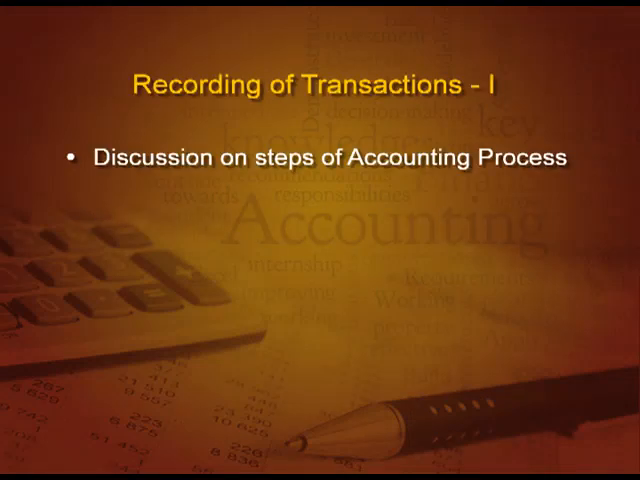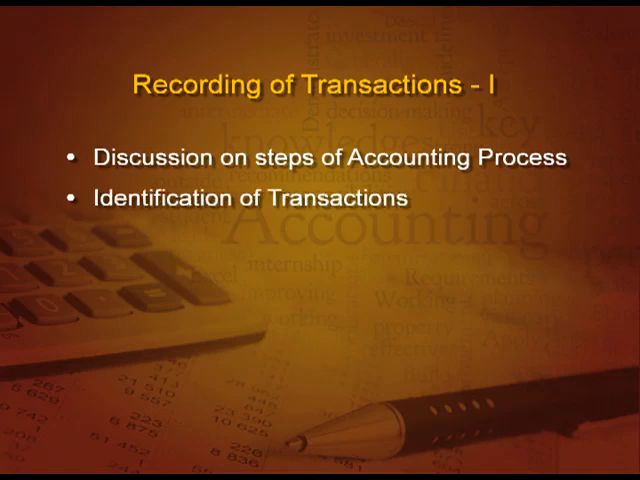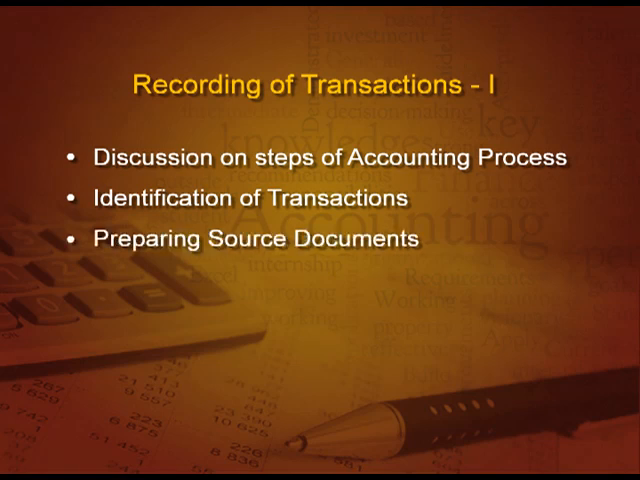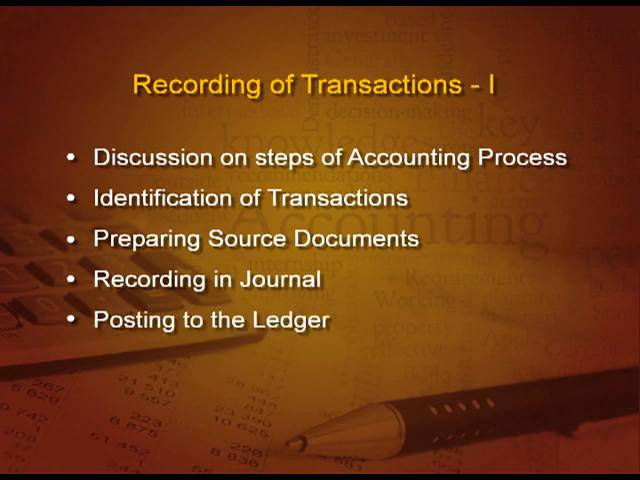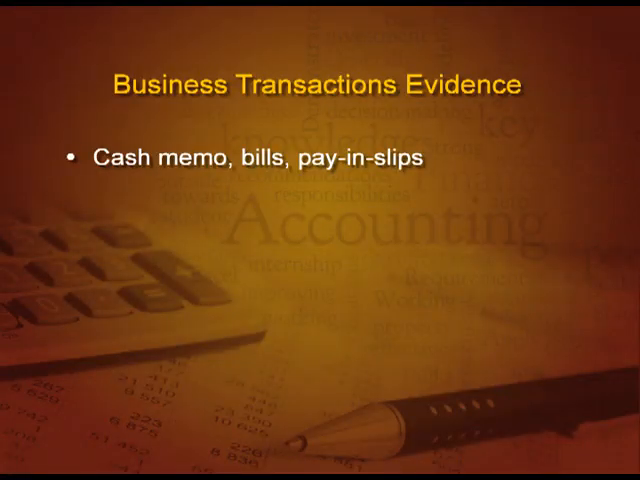In this chapter we are going to discuss the steps of the accounting process: identification of the transactions, preparing source documents, and then recording it in the journal and posting it to the ledger. Business transaction evidence means cash memo, bills, pay-in slips, etc.